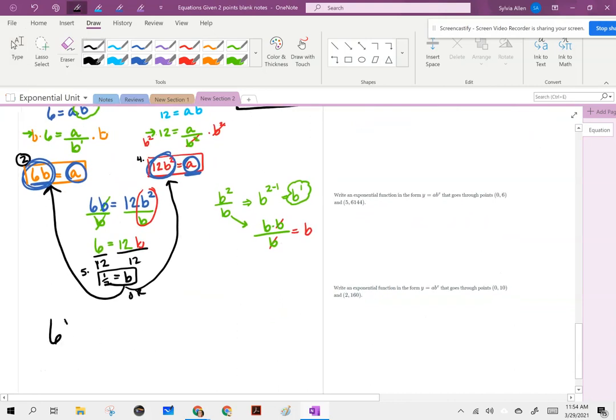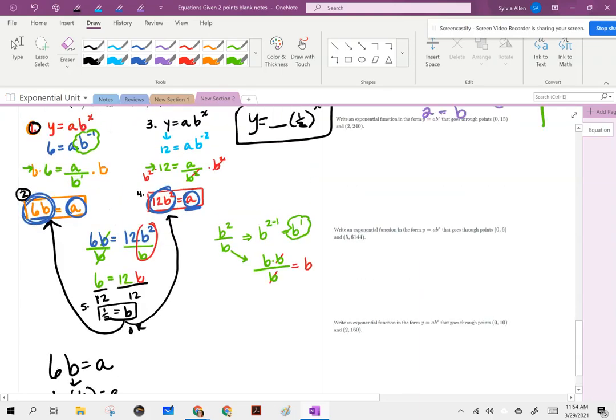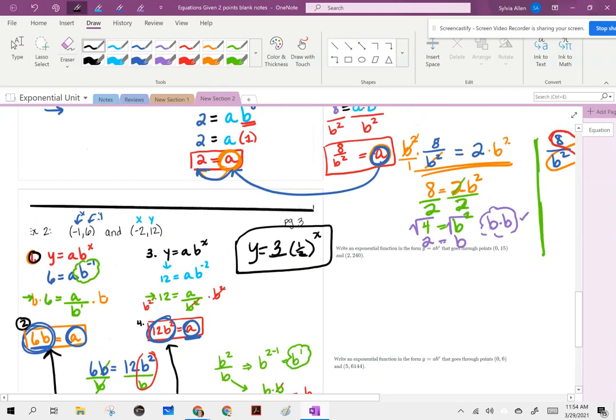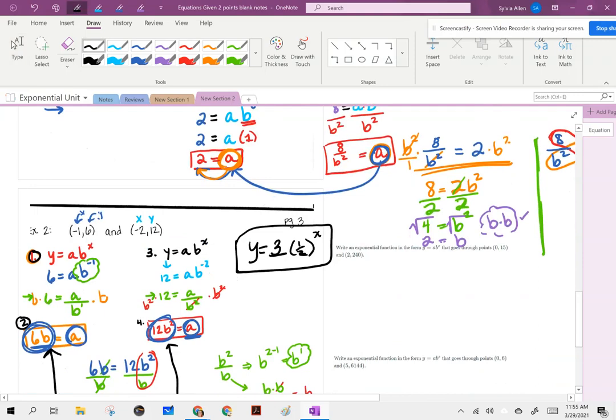So I have 6b equals a. The b we found was 1/2. 6 times 1/2 is 3. So my a value is 3. And then I put that in that form. So again, write your equation with the a and the b values.